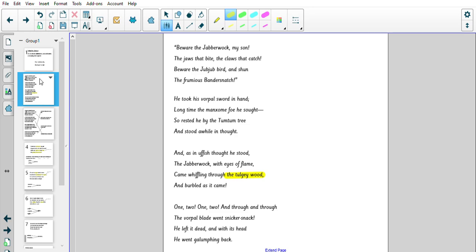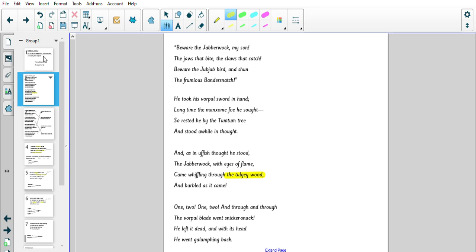Let's try the word frumious. Frumious is a tricky word. I might not know what it means. Beware the jub bird and shun, that avoid bandersnatch. Does that make sense? I don't think it does. Let's try the word shun. Beware the jub bird and avoid the frumious bandersnatch. Does that make sense?